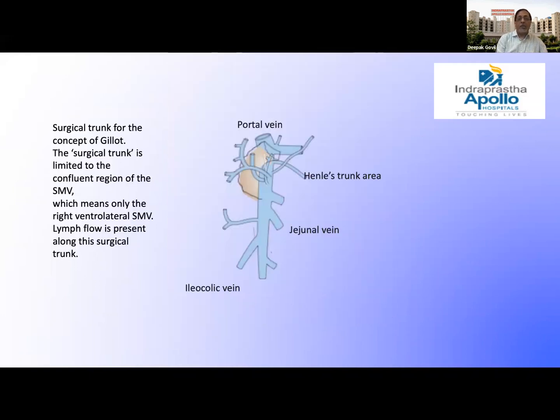Again, this is the portal vein, and this is the area where you need to clear for right hemicolectomy. If you go from the ileocolic vessels to the Henle's trunk area, these need to be cleared. These are the jejunal veins. These all need to be cleared if you want to do a CME resection.